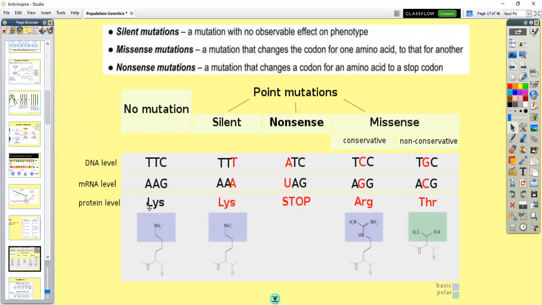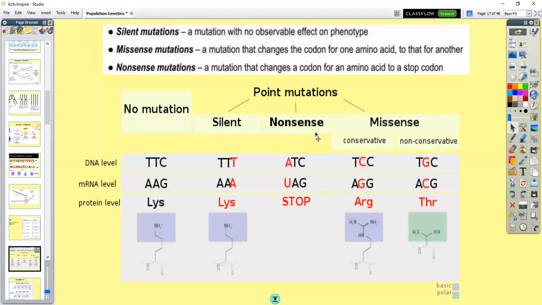So if that's no mutation, if our DNA was TTC, our messenger RNA would be AAG, which would code for the amino acid lysine. If it was a silent mutation, it doesn't have any effect, so it could be TTT, so that C was replaced by a T. So you get AAA at the messenger RNA level. That codes for the same amino acid. That would have no effect on the protein.